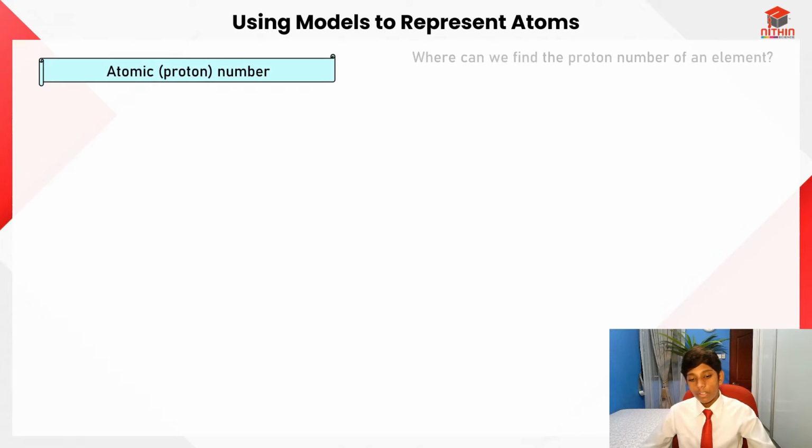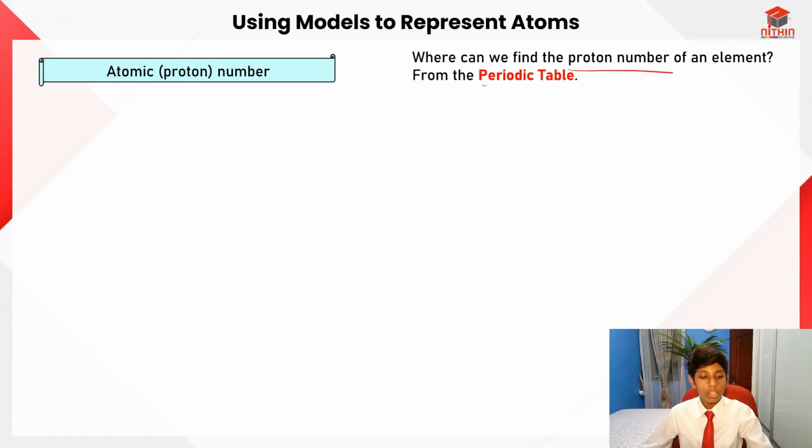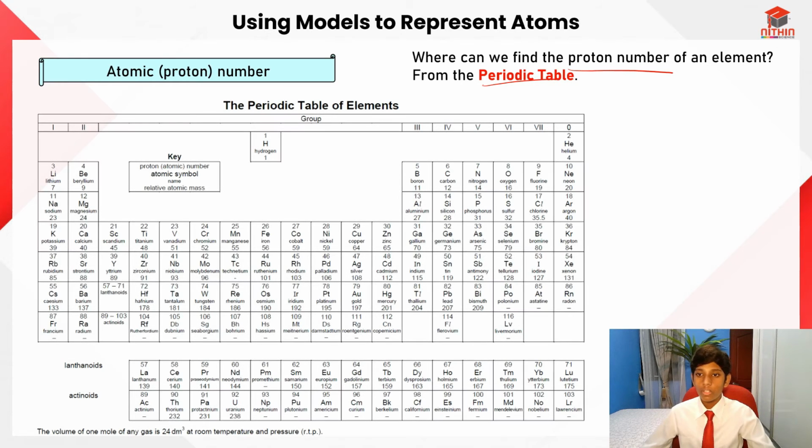Okay, moving on. So where can we find the proton number of an element? I was talking about this just now, right? We can actually find it from the periodic table. So this is basically the periodic table here. We have all the things over here: hydrogen, helium, boron, carbon, nitrogen, oxygen, chlorine, neon. All the elements are in this periodic table.